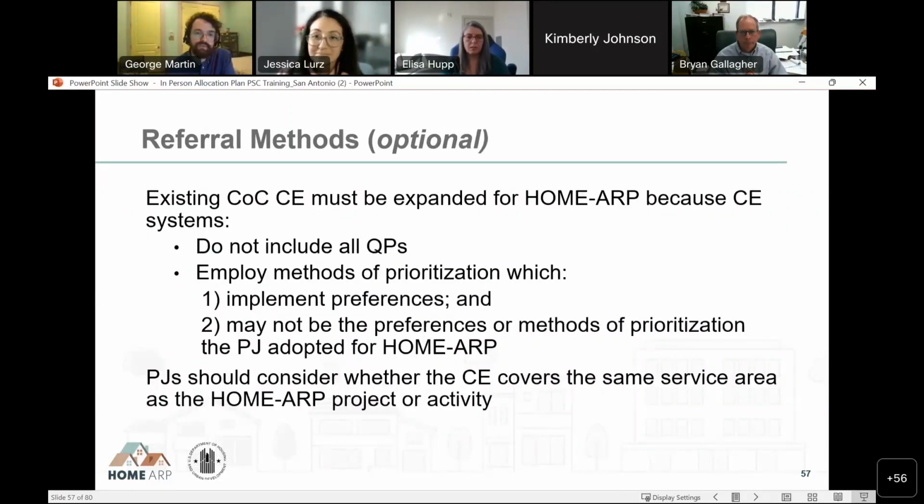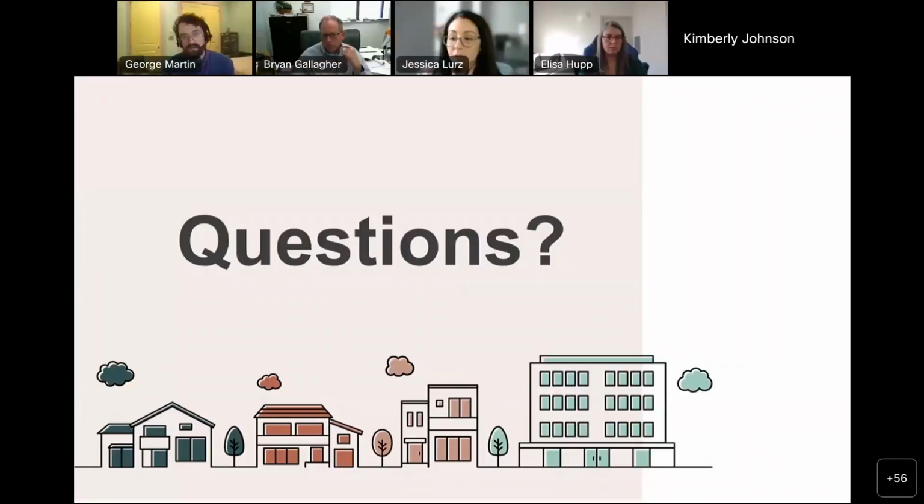Was there any specific reason that they said that coordinated entry would inherently be violating fair housing? I think maybe it alluded to what you said. It doesn't represent all qualified populations. Okay. Yeah. I think this is just a reality of coordinated entry.